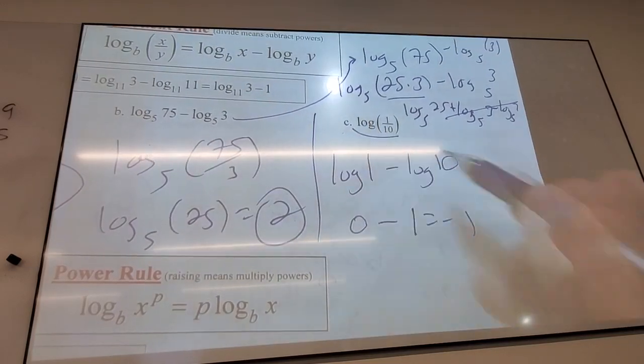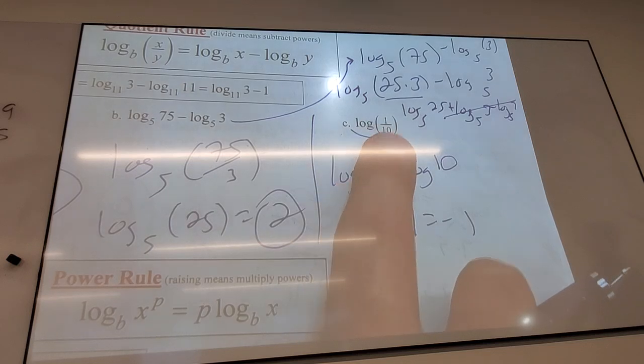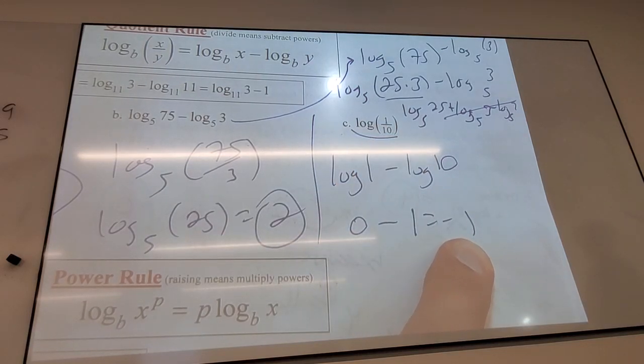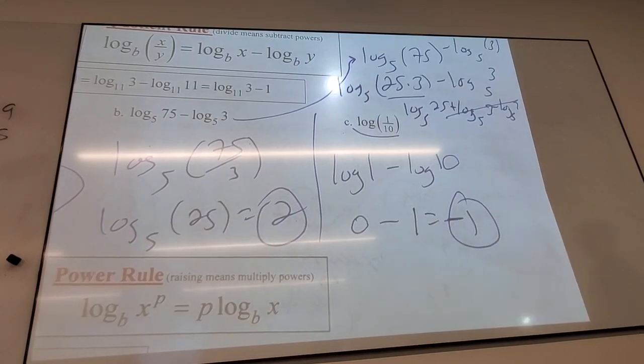Does anyone see a more direct way to do that? Doesn't this log say, what do I raise 10 to get 1/10? And don't I raise it to a negative 1 power to get 1/10? It's kind of nice to see the same number answer with two different ways to look at it.